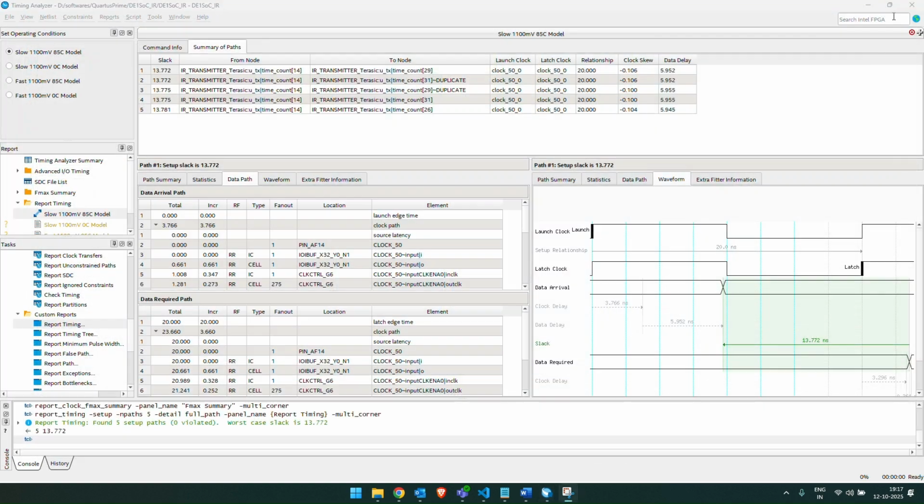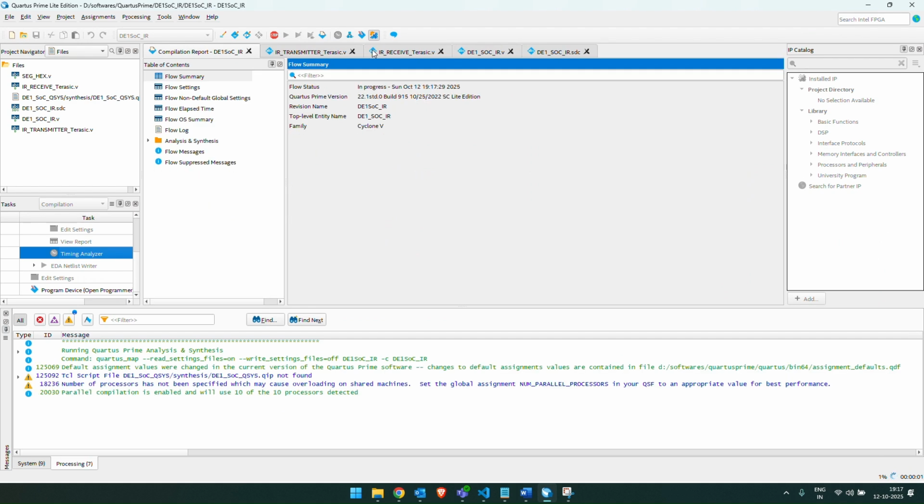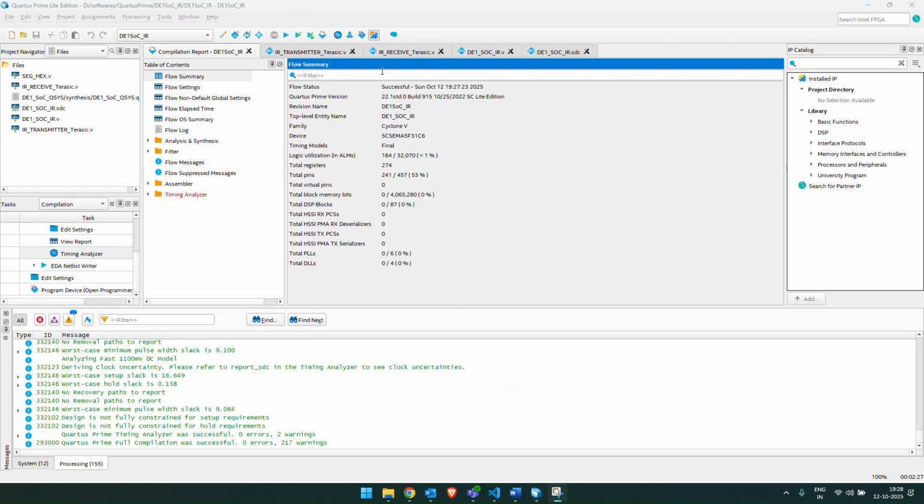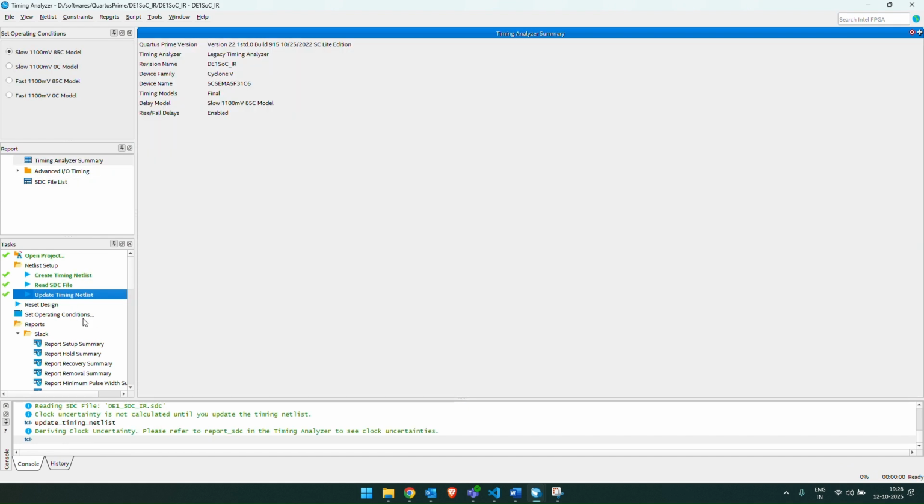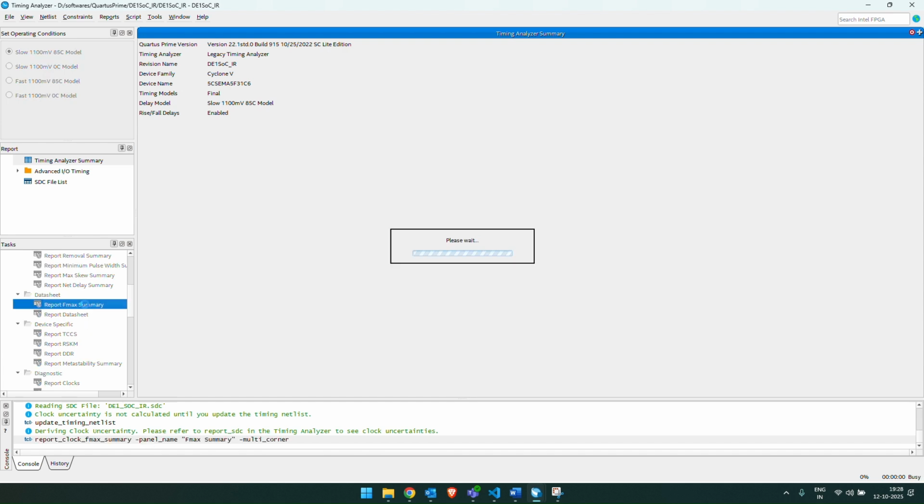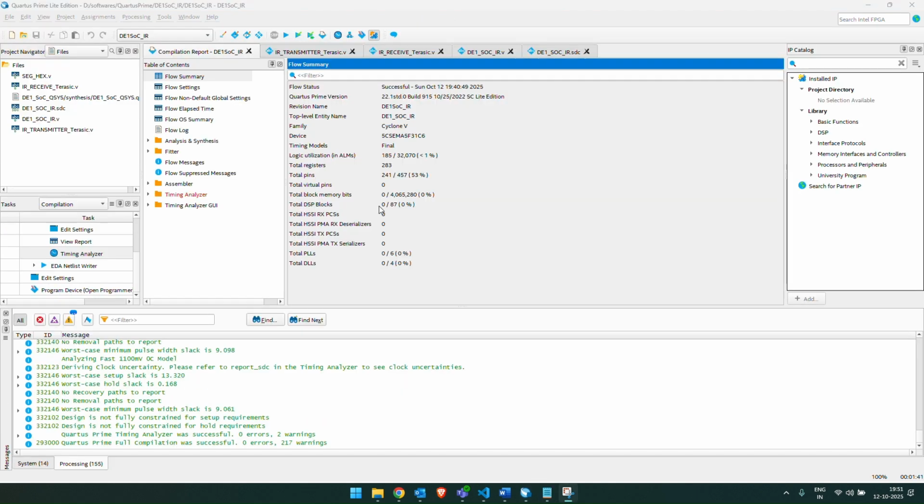So let us close this and this as well. Let's synthesize this again. Now the synthesis is done. Now let's look at the timing analyzer. This is the maximum frequency. Now let us look at the slack. The synthesis is done. Let's look at the timing analyzer.